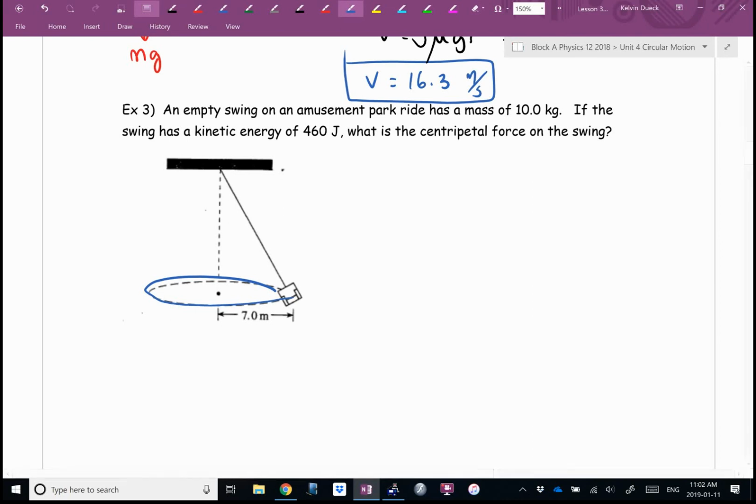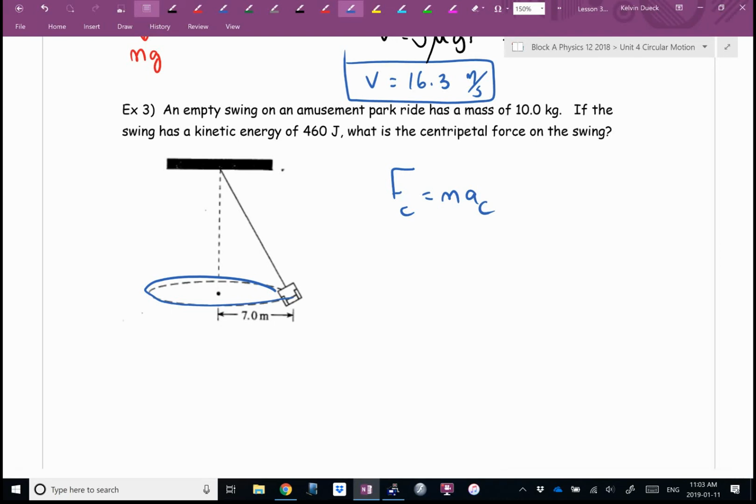Victor, what's this question asking me to find? My first thought is, oh, well, Fc equals m ac. Maddie, am I going to use the one with the v or the one with the T in it? This one's a bit trickier. Do you see a v in this question anywhere? Do you see a period T in this question anywhere? What else did this question give me? What's the equation for kinetic energy?